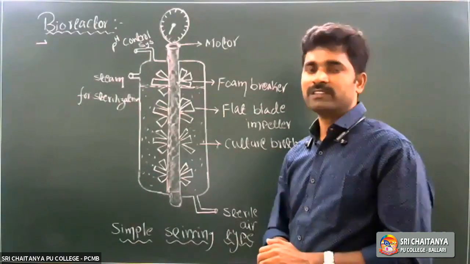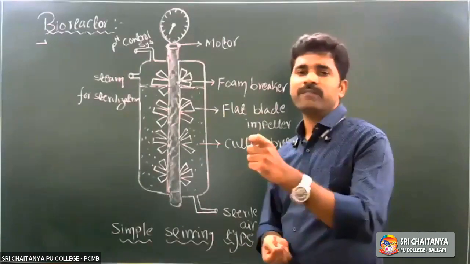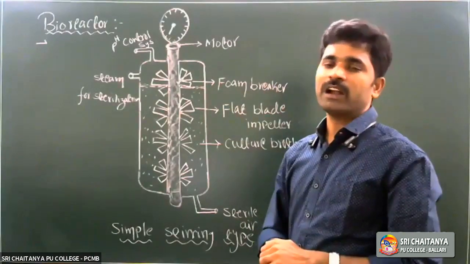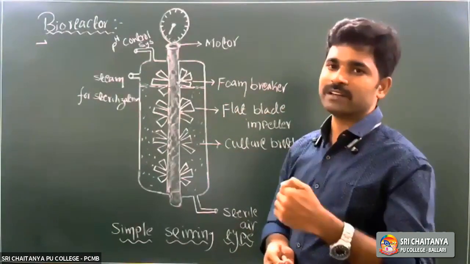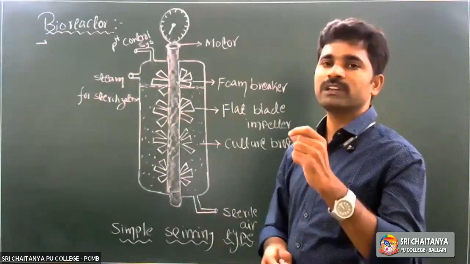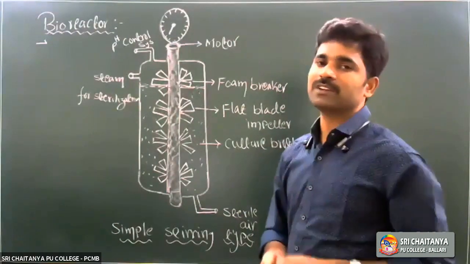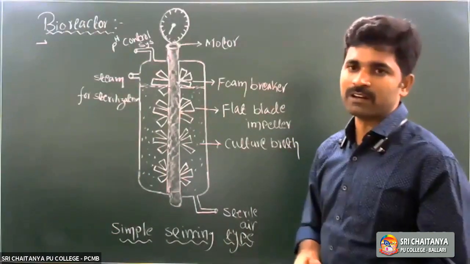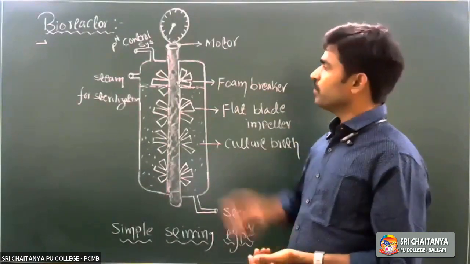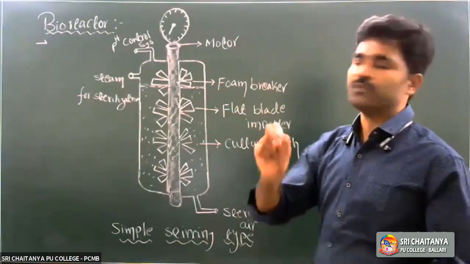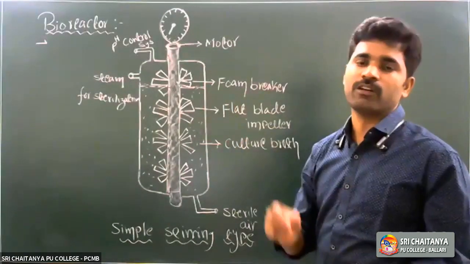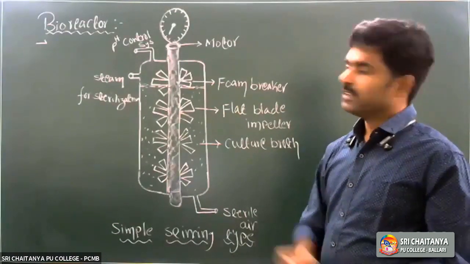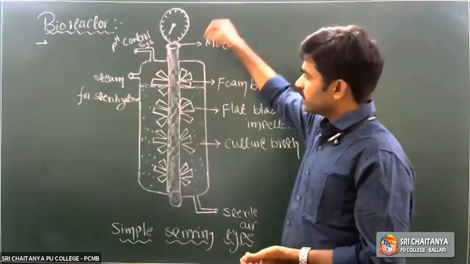rDNA containing bacterial cells. See, that rDNA or foreign genetic material which is present in each bacterium undergoes transcription and translation and synthesizes one particular protein. That protein is considered a recombinant protein or desirable protein. So now each and every bacterial cell which is present in the bioreactor has the recombinant protein or desirable protein. Is it clear? Right?